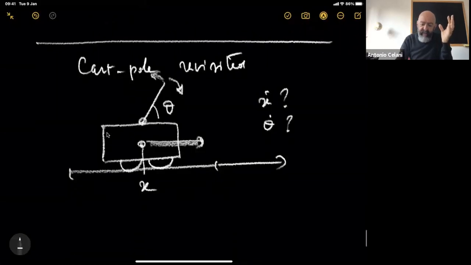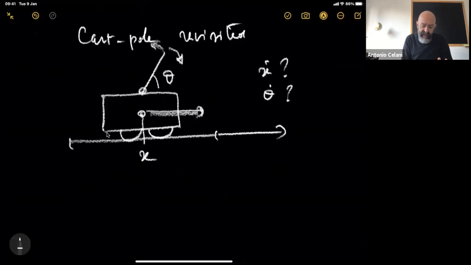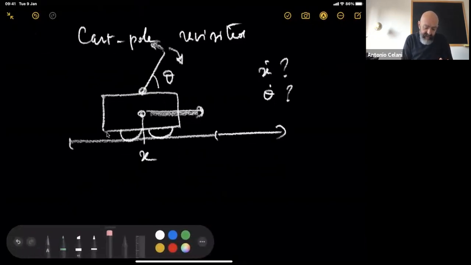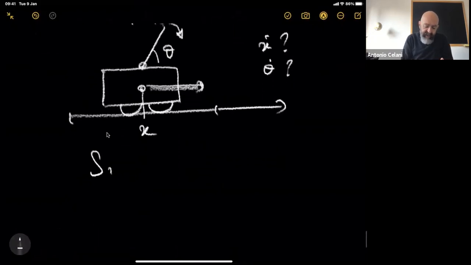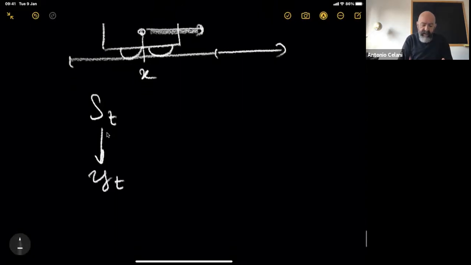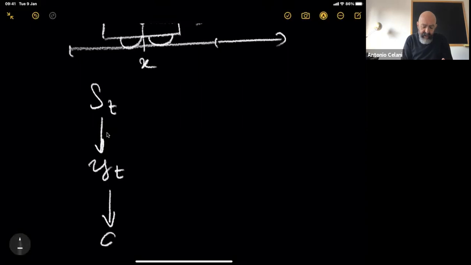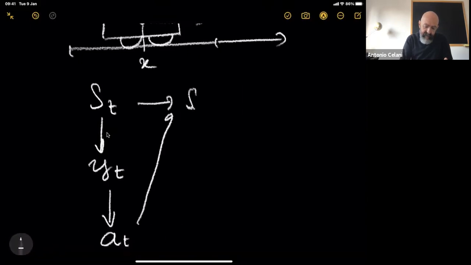So the big issue at the formal level with function approximation is that function approximation works like this. You have the state of your system, and from your state at time t, you extract some observation y_t. And then from this observation, you choose your action a_t. And then these two send you to a new state, s_{t+1}. And then again, you repeat.